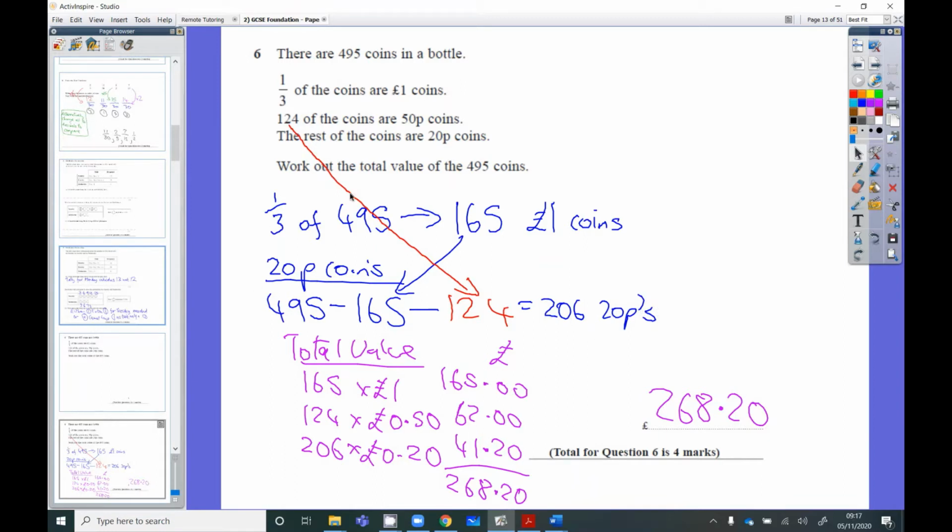So now we've got to work out the total value of these coins. Well, we've got 165 £1 coins, so that's 165 times £1. We've got 124 50p's, 124 times 0.5 is £62, and we've got 206 20p's. So that's 206 times 0.2. Remember that 20p is 0.2 of a pound. That gives us £41.20. Add these three subtotals up and we get £268.20.